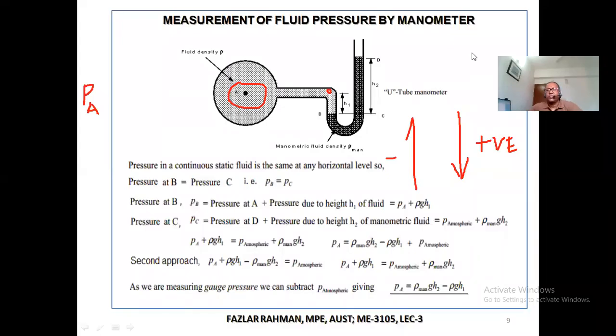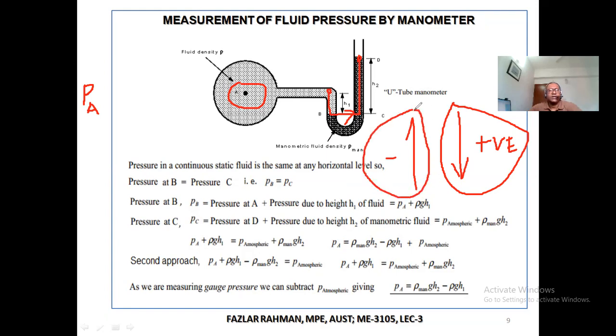Okay, so we are trying to measure the pressure of the tank that I showed you last class, right? And I already showed you how to calculate if you travel from point D to point A. Now we'll travel in the opposite direction. Then what will happen? Inside the fluid, if you come downward, then it will be a positive value. And if you go upward, then it will be negative.